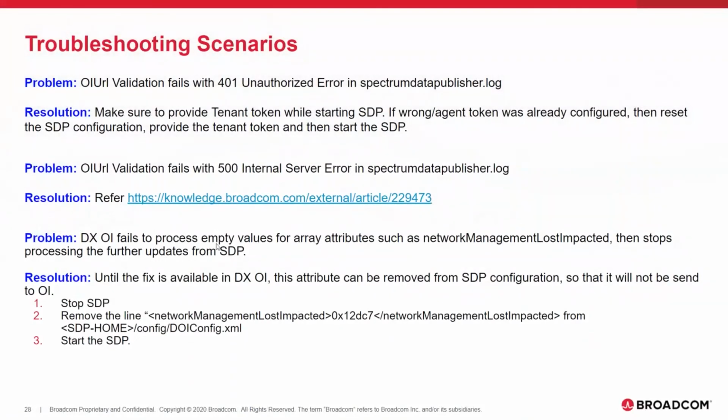DXOI fails to process empty values for array attributes. In case the connector sends empty values for array attributes, they are currently not processed, and further alarms get stopped; they are not getting synced. OI is working on the fix, but until it is available, the temporary workaround is to remove such attributes from the connector configuration, DOI config.xml, and then start the SDP, so that SpectrumDataPublisher doesn't push that data to OI.